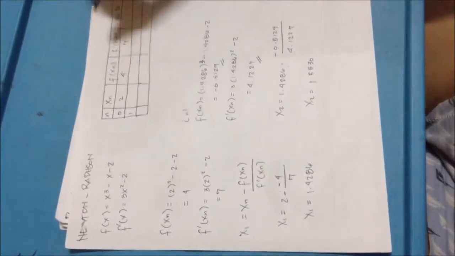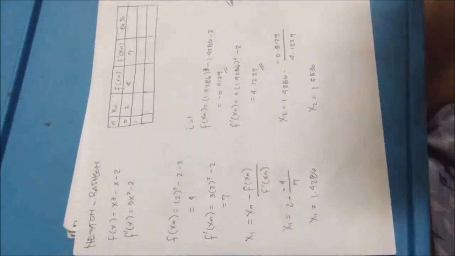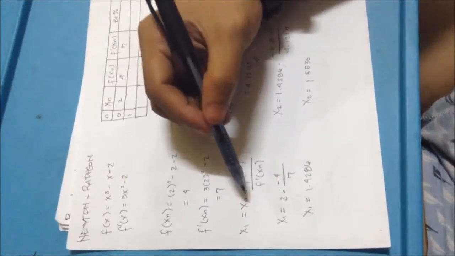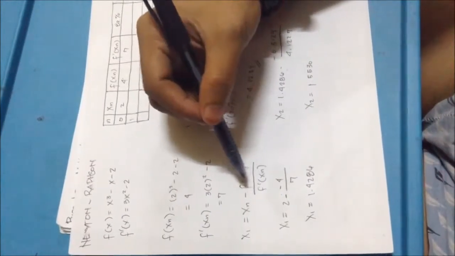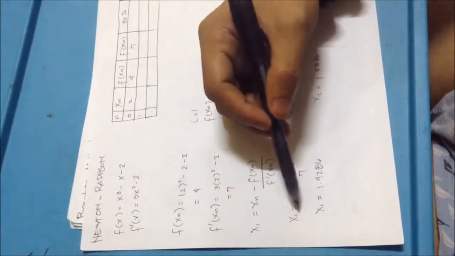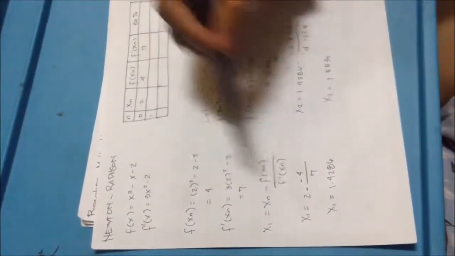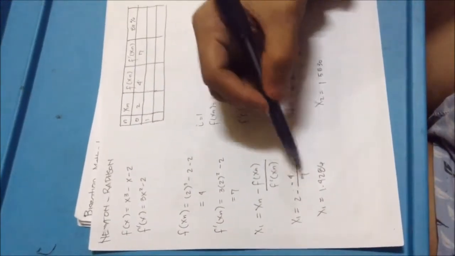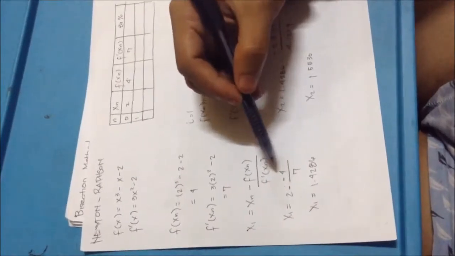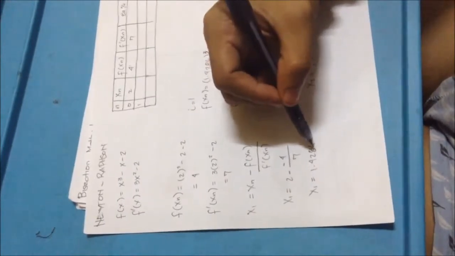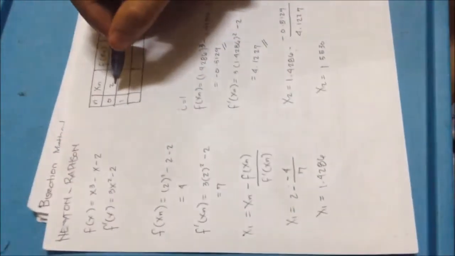So for iteration 1, just get the value of x1, which is equal to x_n minus f of x_n over f prime of x_n. So x1 is equal to the value of the initial guess, which is 2, minus f of x_n, which is negative 4, over f prime of x_n, which is 7, which is equal to 1.4286. So our new x_n is equal to 1.4286.